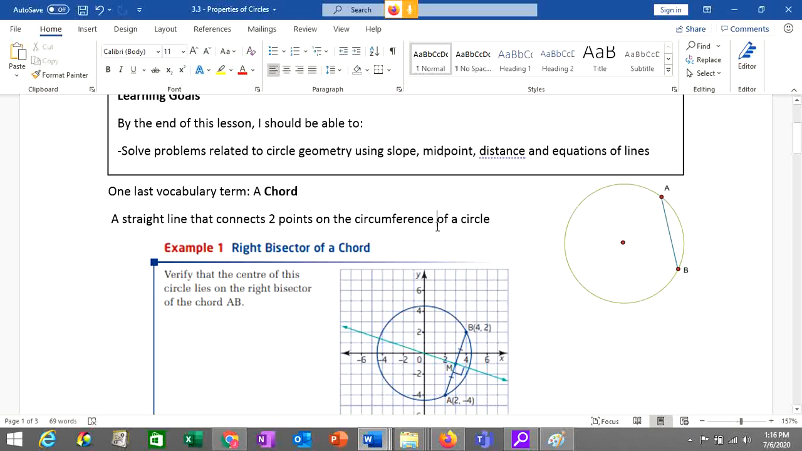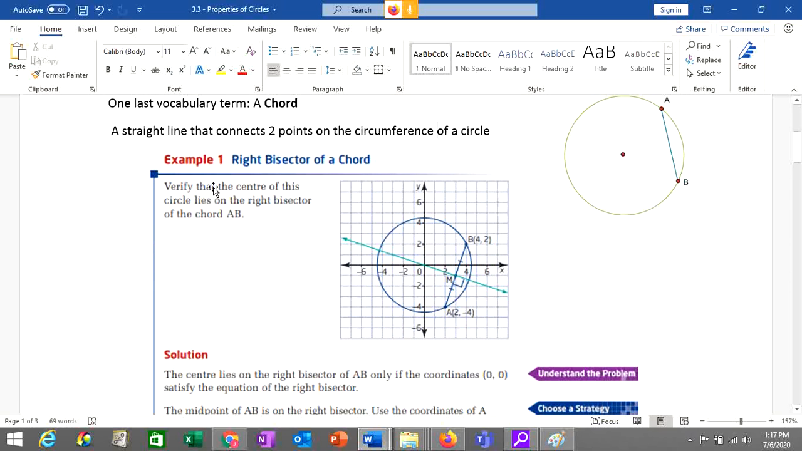Okay, so in our first question, what you're going to try to do is verify that the center of this circle, which is here at 0, 0, lies on the perpendicular bisector of the chord AB. So we have some chord here, AB. We have the coordinates for A, the coordinates of B. We want to show that the perpendicular bisector to this chord goes through 0, 0. Okay, so how can we do that? Well, if we have the equation of the perpendicular bisector, then we can see if it goes through 0, 0. We can plug in 0, 0 and see if that's actually on that line.